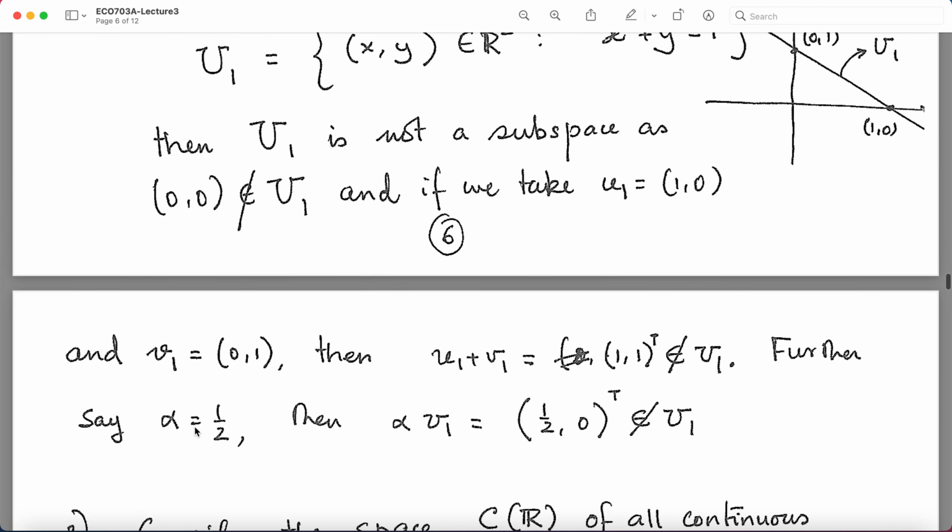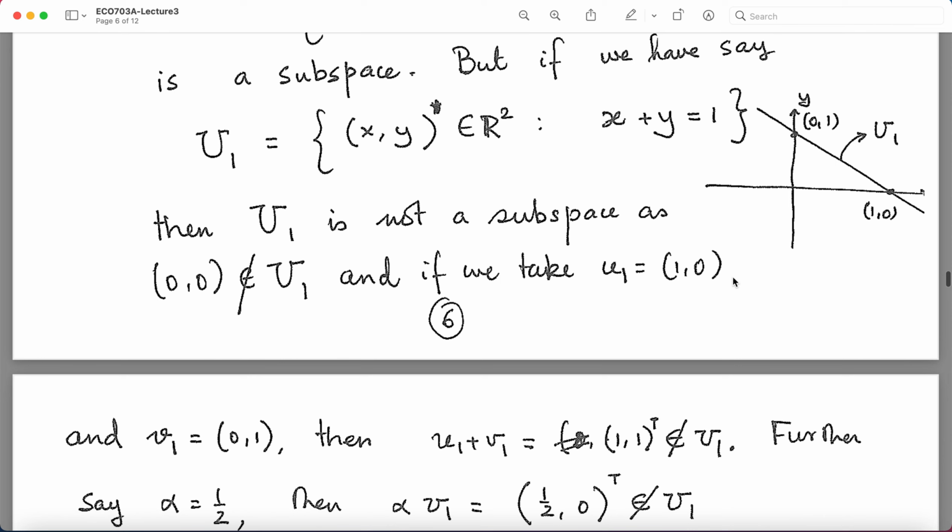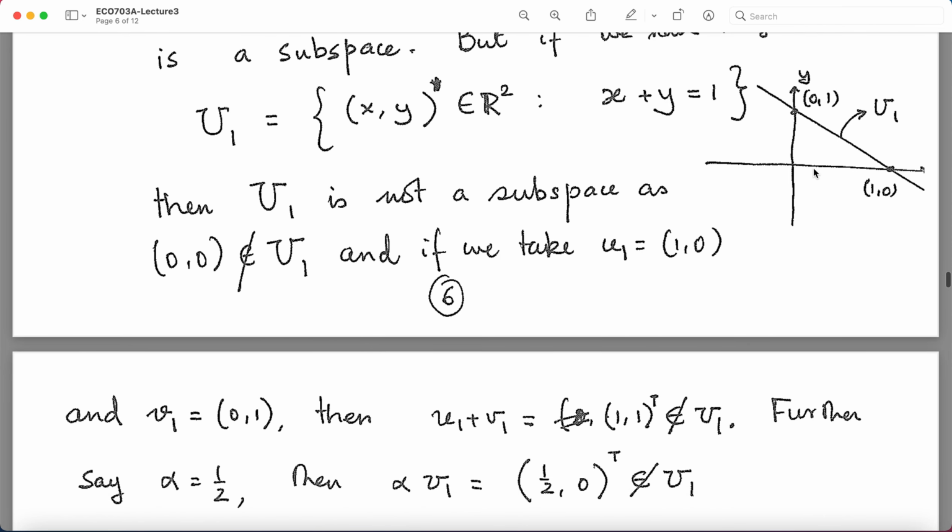So if you take alpha equal to half, say, and then take half of this, it will be half and 0. So half plus 0 is not equal to 1, so it is not also on the subspace. 1 plus 1 is obviously 2, not equal to 1, so both are not in the subspace. So whether I do vector addition or scalar multiplication with this simple vector (0, 1) or (1, 0), these two vectors, it's clear that it doesn't follow the requirements of a subspace.